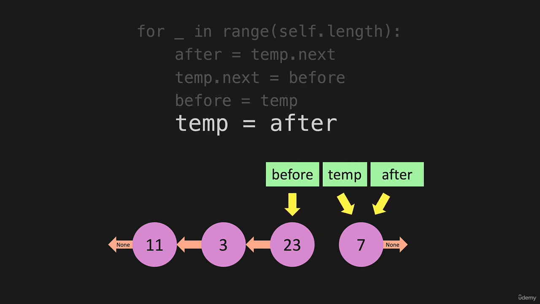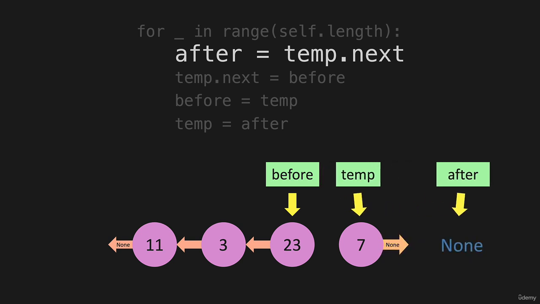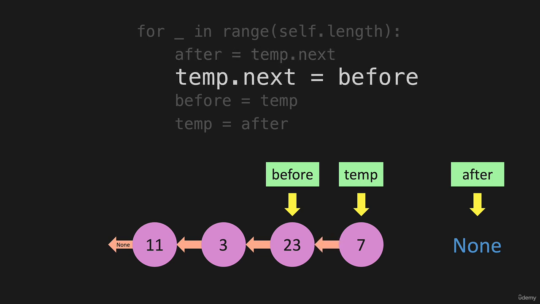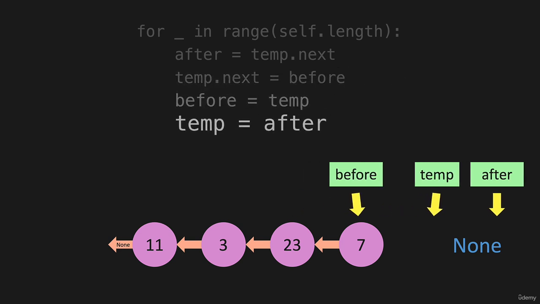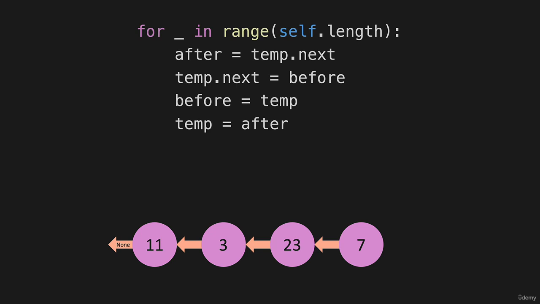So now this is going to be the last iteration. After equals temp.next. So now temp.next is none. So this is going to make after equal to none. And then temp.next equals before. That flips that last arrow over. And really we are done here, but of course the for loop has to finish. Before equals temp, temp equals after. This is how it all concludes. And then we stop running the for loop, and we have a reversed linked list.